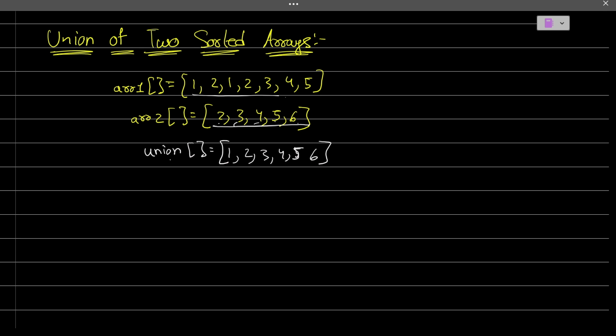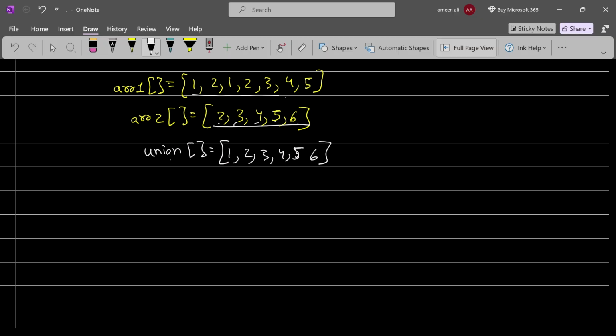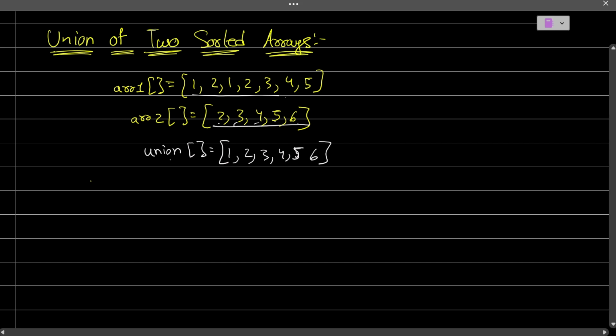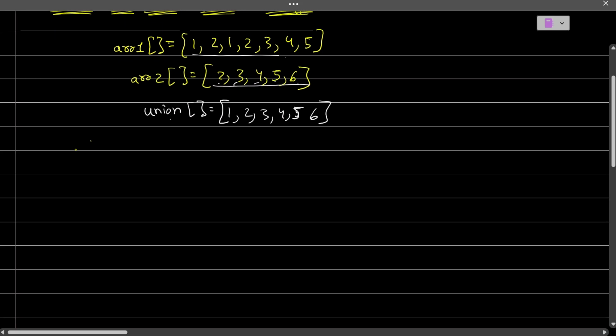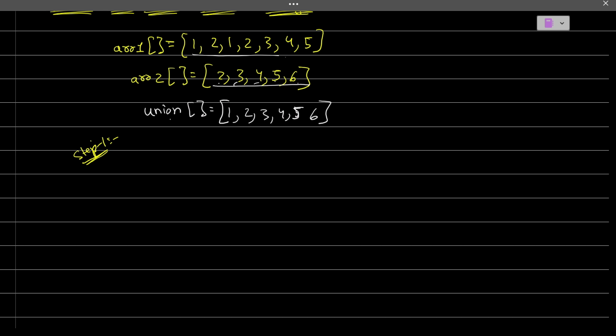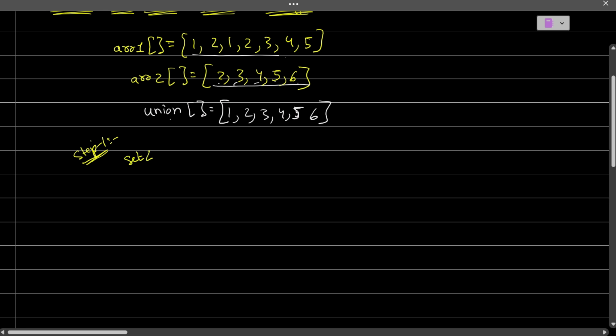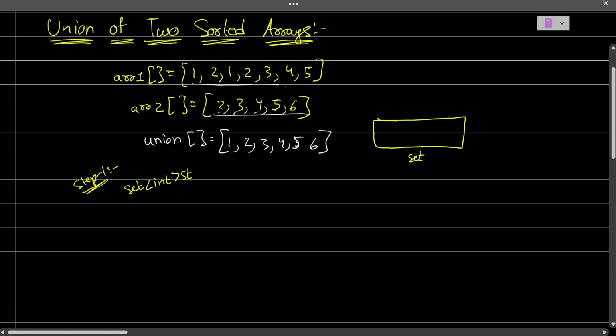So okay, let's try to implement it in code. Let's try to know how we can do this. For that, let's see step one. In step one, I'll take a set, a set of int. Why am I going to take a set? So this is a set, right? I'm going to iterate the first array.